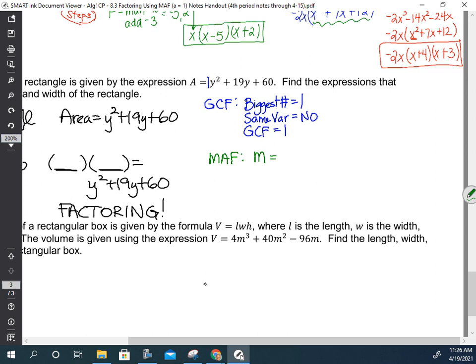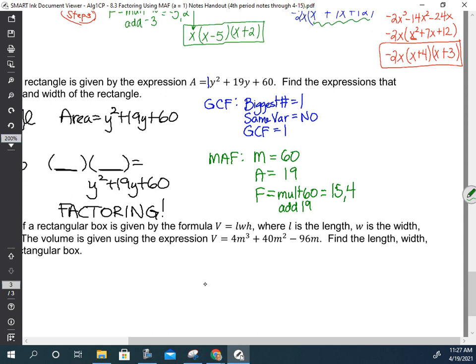So M is that last number, 60. A is that middle number, 19. So we need two numbers that multiply to 60 and add up to 19. So it's not 20 times 3. 20 plus 3 is 23. Too small. More like 15 and 4.